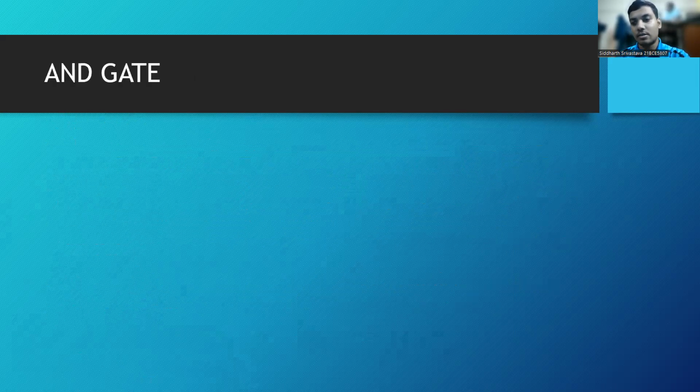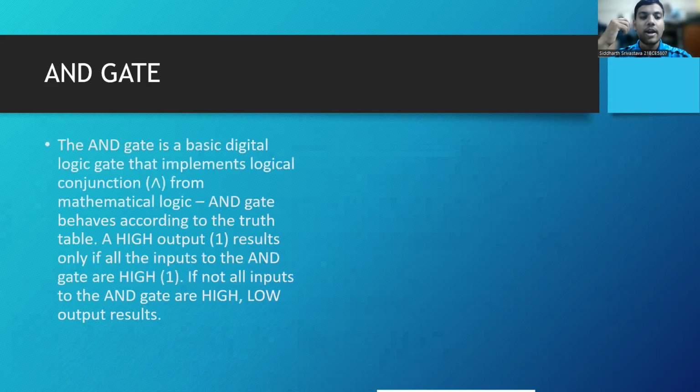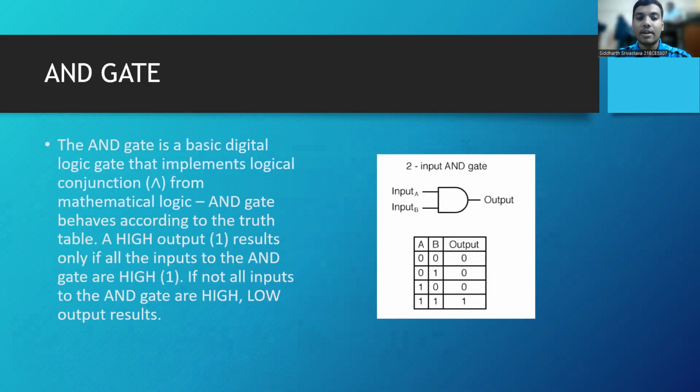Now let's discuss various logic gates, and the first logic gate is the AND gate. The AND gate is a basic digital logic gate that implements logical conjunction. Here we can see there are two inputs A and B. Even if one input is 0, it will return 0. Otherwise, it will return true. So 1 and 1 will return true; otherwise, it will return 0.